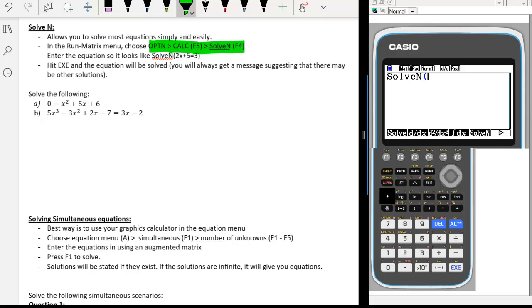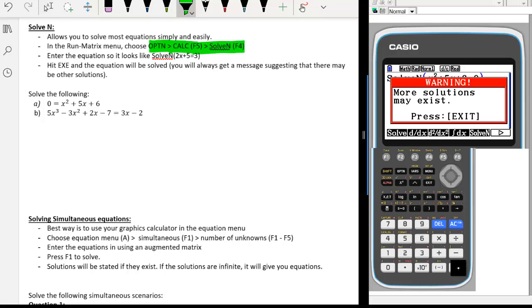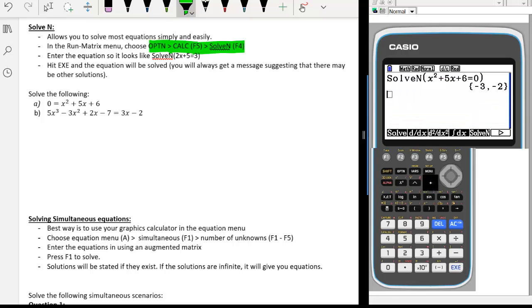But let's enter it. So x squared plus 5x plus 6. Shift, and we have to find the equal sign. See, it's down here on the decimal point. Equals 0. When we close that bracket up and we hit exe, it'll always give us this warning, more solutions may exist. We hit exit and we get our answers. We get x is equal to -3 or x is equal to -2. So really nice and simple there.